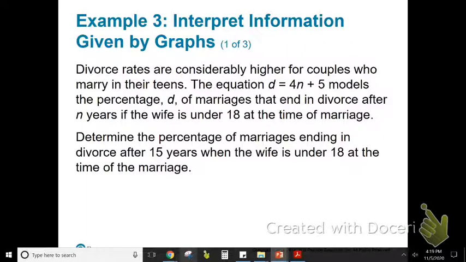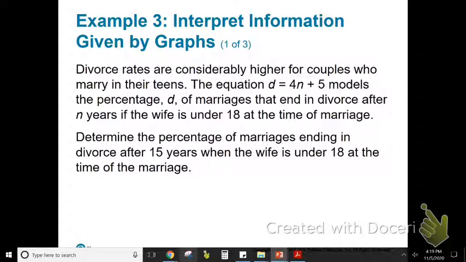Alright, and then interpreting information given by the graphs. So it says divorce rates are considerably higher for couples who marry in their teens. The equation D equals 4n plus 5 models the percentage D of marriages that end in divorce after n years if the wife is under 18 at the time of marriage. Determine the percentage of marriages ending in divorce after 15 years when the wife is under 18 at the time of marriage. Alright, so they gave us an equation here.